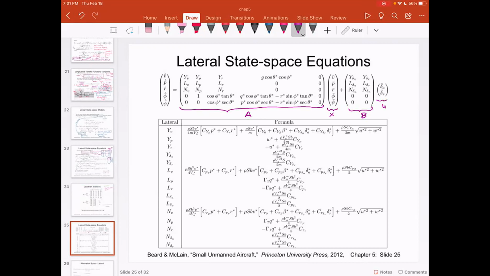So please note, u is the control input, x is the state, A is the state matrix, and these are the derivatives. And please observe these terms here, they are represented as just notation, and these notations are expanded over here.